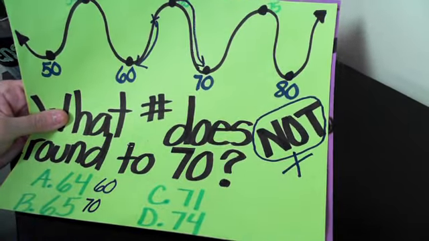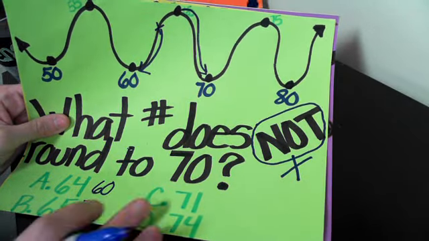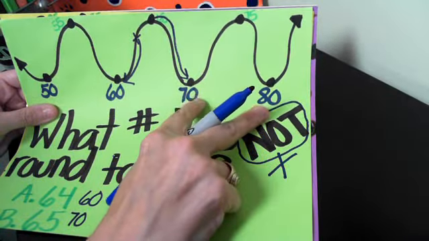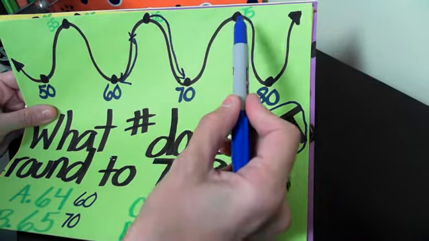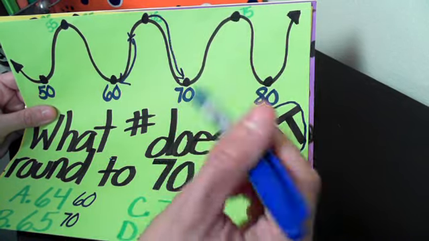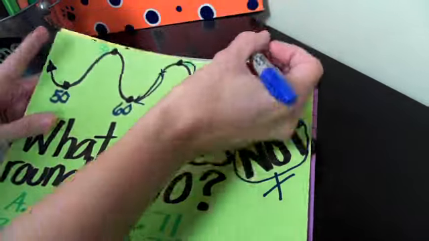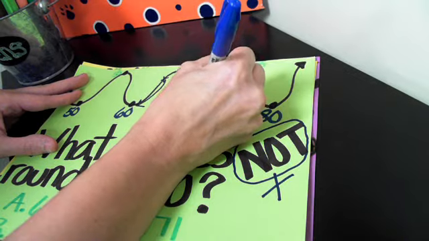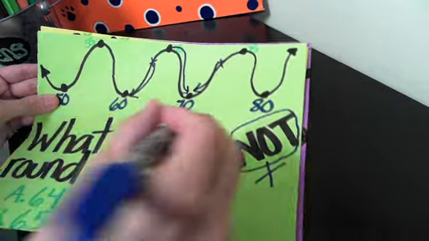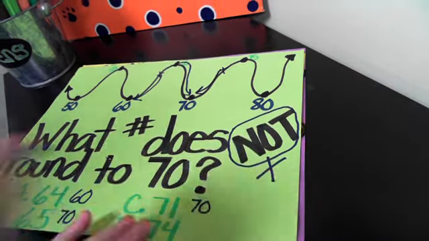Okay, so then the same for C. We have 71. We find our two boundaries. It fits between 70 and 80. We use our midpoint to help us. We know 71 is smaller than 75, so it's going to go on this side and slide down to 70. So we simply write the rounded number.